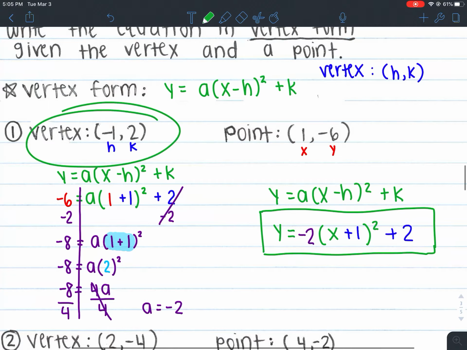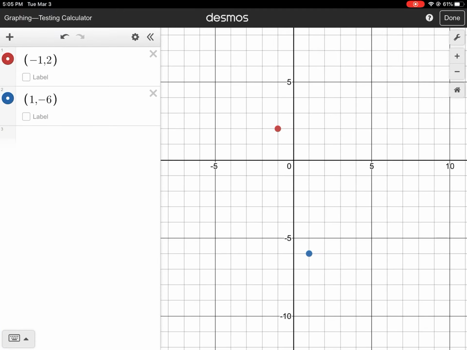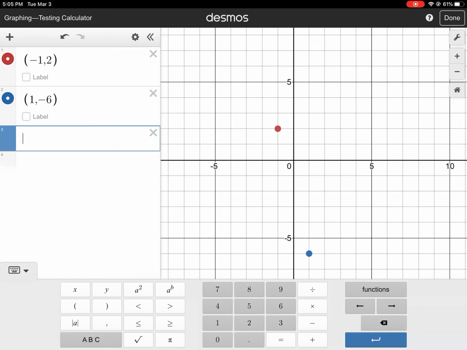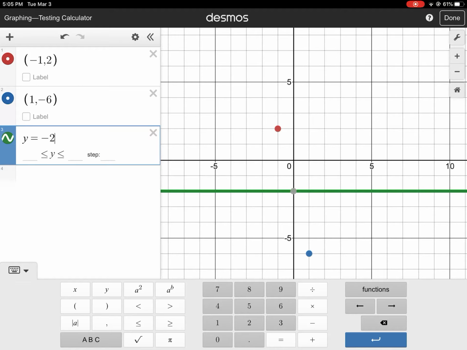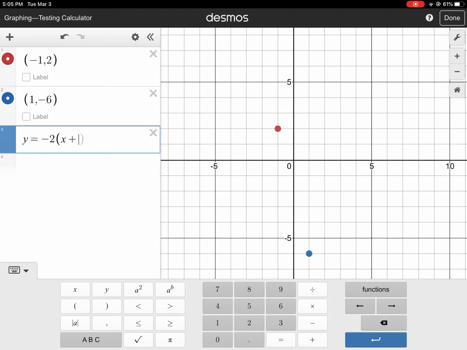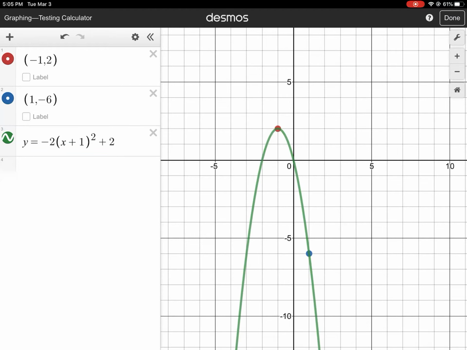So remember, it has a vertex here, and this is the point. So let's check in Desmos to see if that actually works out. So again, the red point was the vertex they gave us. The blue is the random point that we had. And we made it the equation y equals 2. Was it 2 or -2? It was -2, sorry. y equals -2, parentheses x plus 1, parentheses squared, plus 2. Does the green parabola go through the red vertex and the blue point?